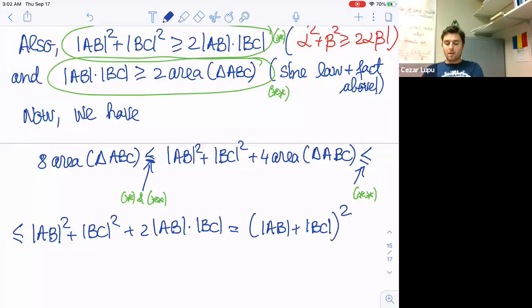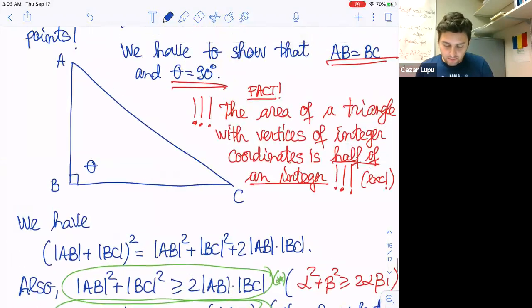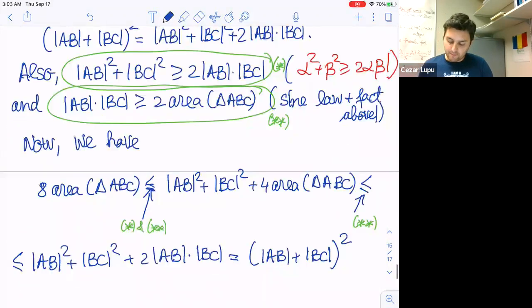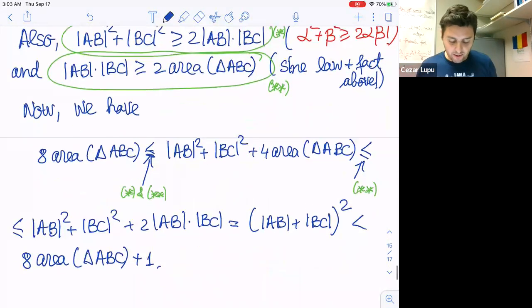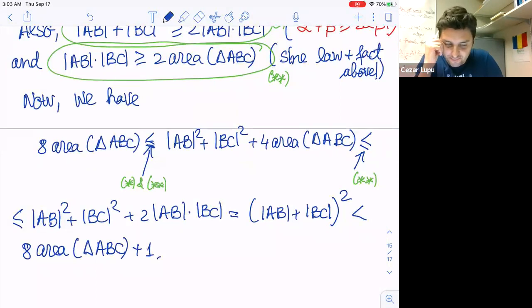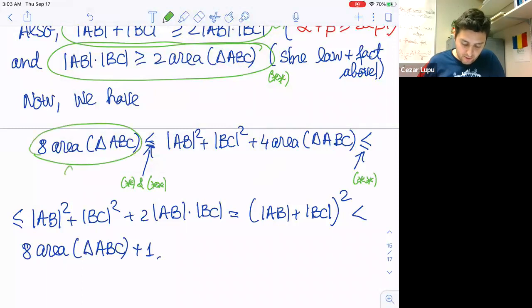Right? And now guess what? Now we're going to use the condition. We know that this is less than 8 times the area of the triangle ABC plus 1. So we started, so what does this imply? Note that this guy we started from is an integer, but this guy is also an integer.